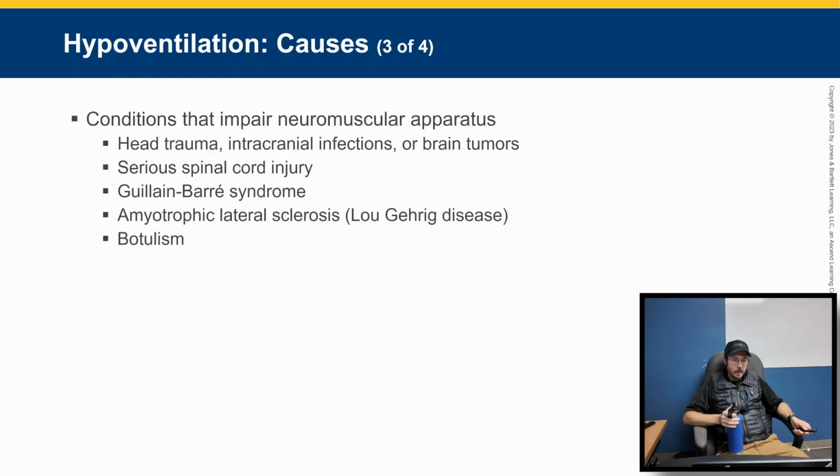And then we have amyotrophic lateral sclerosis or Lou Gehrig's disease, which is a neuromuscular disease, which will ultimately cause your diaphragm to stop being controlled by your nervous system. And then botulism. Did you know that we have people that go out and pay hundreds of dollars to get botulism injected into their bodies?